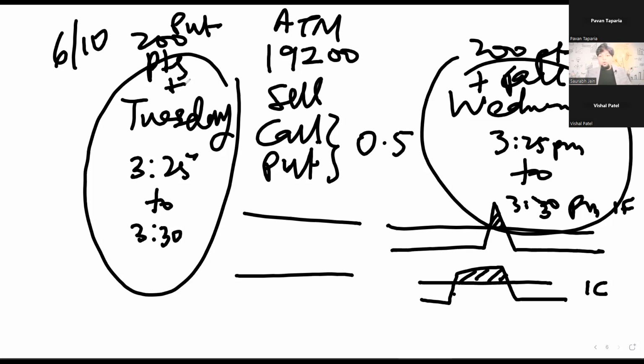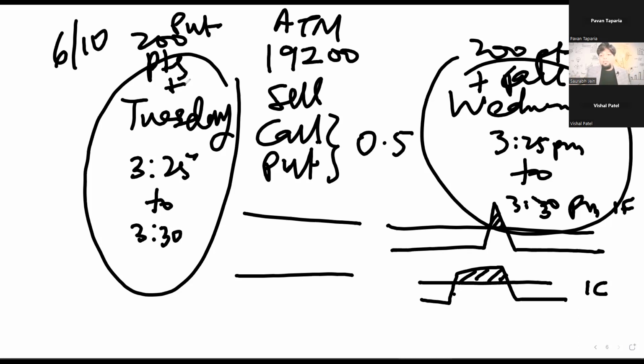So the goal here was to explain to you, in a nutshell, in a very short session, the advanced concept of iron fly. Iron fly is the most underrated strategy. People think that it's not a great strategy to trade. So what is the big deal? It is a big deal.